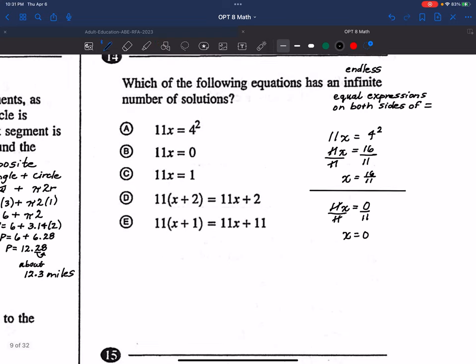So let's take the next one. 11x equals 1. So let's divide by 11. x equals 1/11. That's the only thing in the world that will make it true.